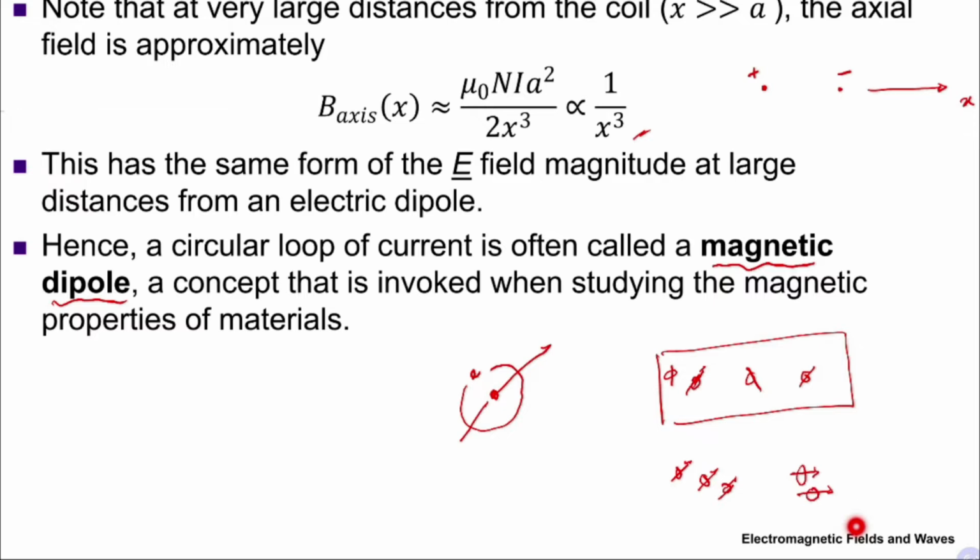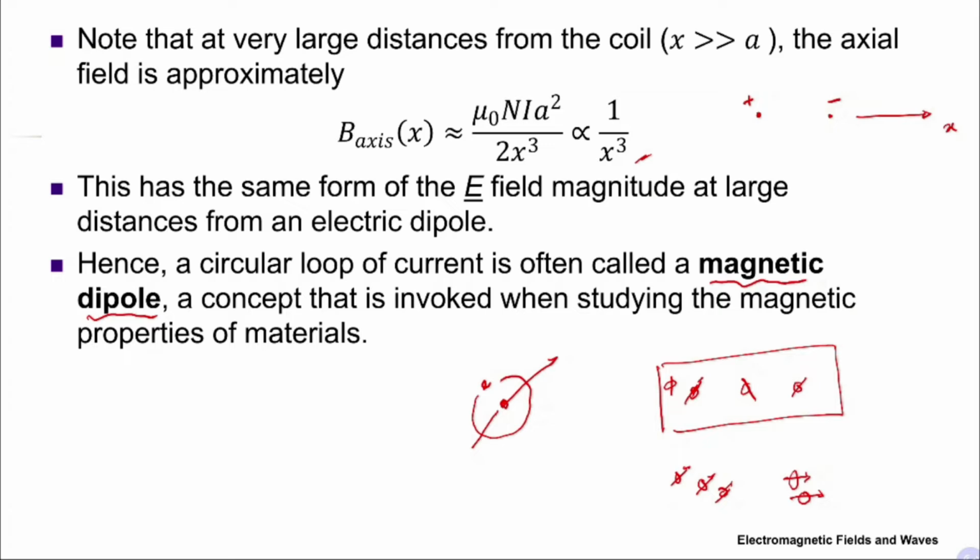And then you can make the materials become magnetic. So a circular loop of currents is a magnetic dipole. Similarly, in atoms, the electrons rotating around the atoms are also equivalent to a magnetic dipole.